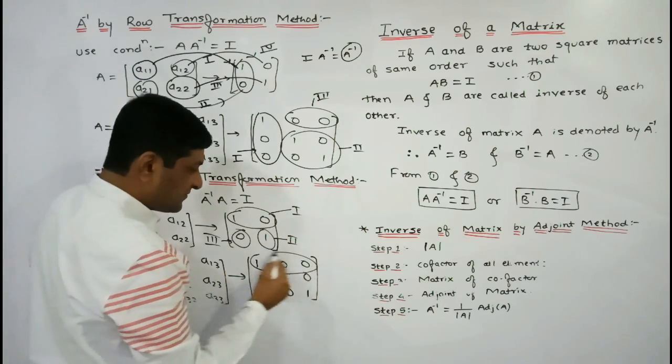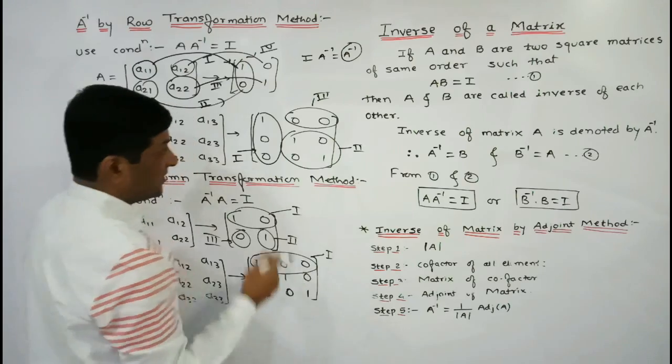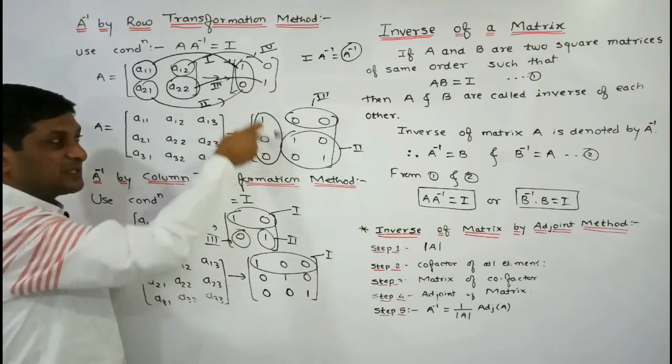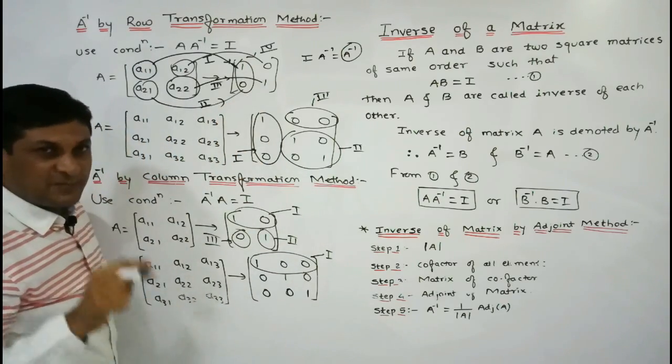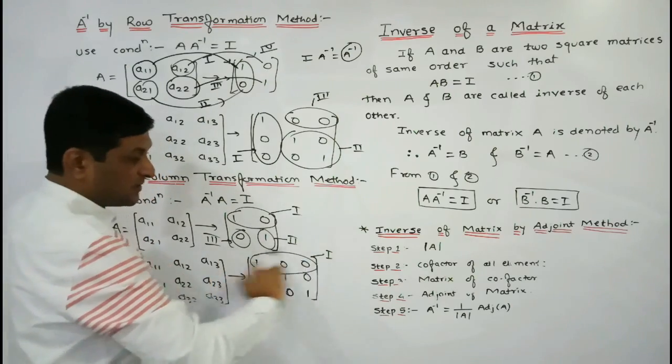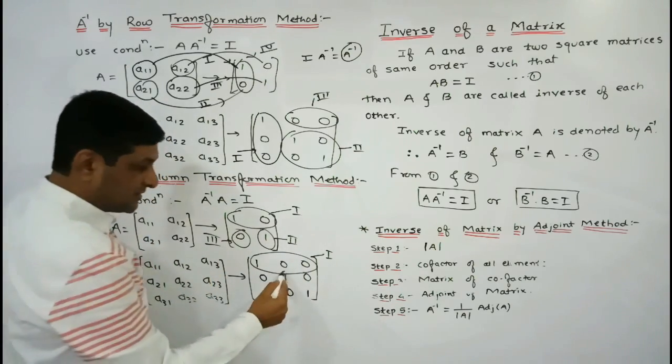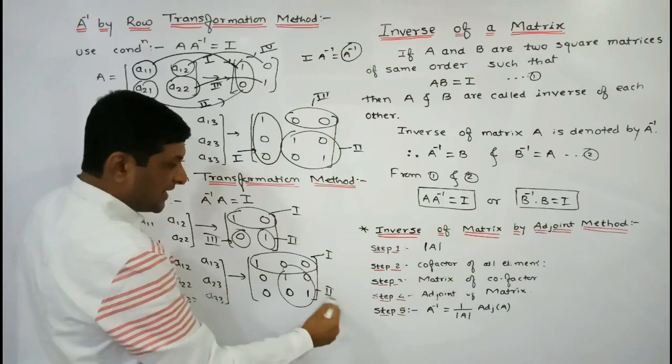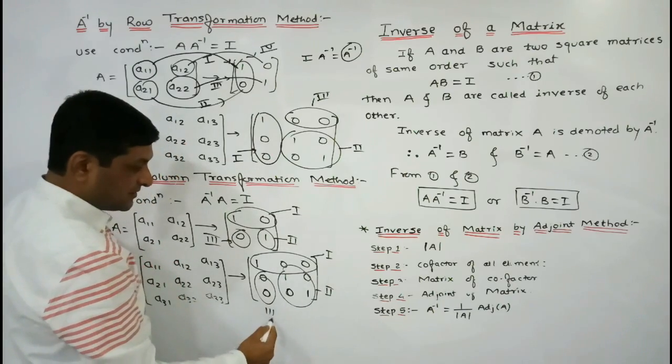So what is our first step? First step is to get 1 0 0. Again remember, in case of row transformation, 1 0 0 should come in the column here, that is the first step. In case of column transformation, 1 0 0 should come in the row. This is our first step, this is the second step, and this is the third step.